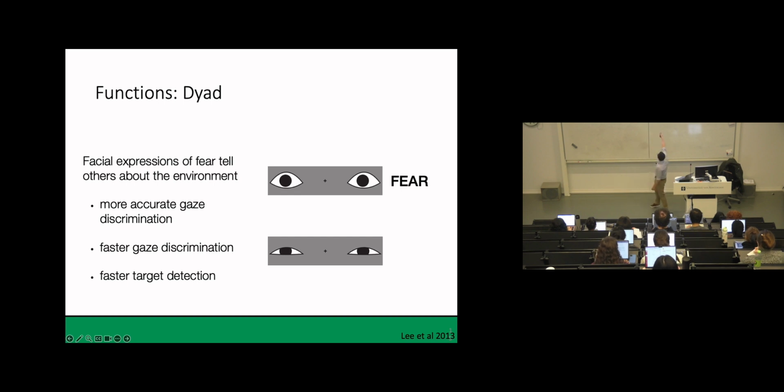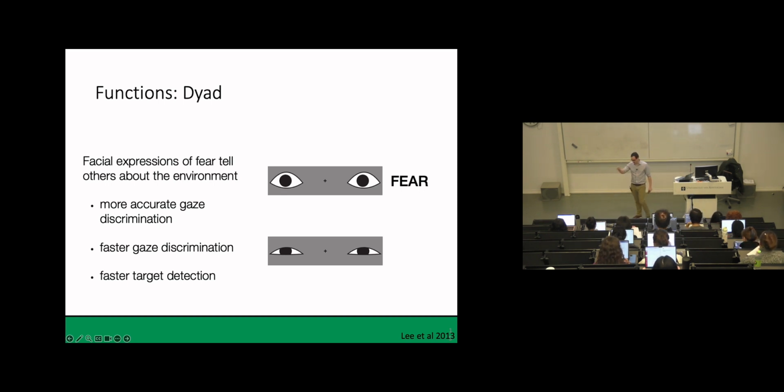Here you see these fear eyes, with the eyes open wide, and then another condition where the eyes are more narrow. This is disgust or neutral. Although the eyes are looking at us here, he had the eyes bouncing around to different parts of the screen. When he did this, he found, perhaps unsurprisingly, that fear expressions made people more accurate at discriminating where the eyes were looking. If the eyes are wider, we're more accurate at figuring out where they're looking. It also had faster gaze discrimination. People were not only more accurate, they were also faster. And faster target detection.